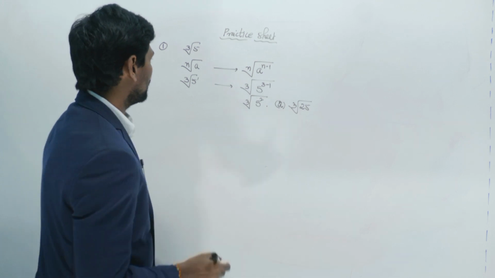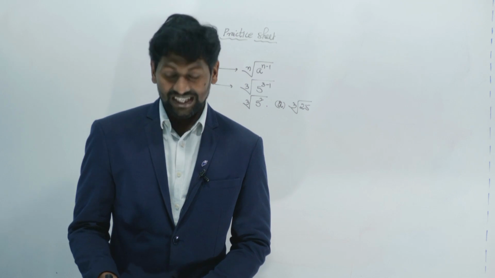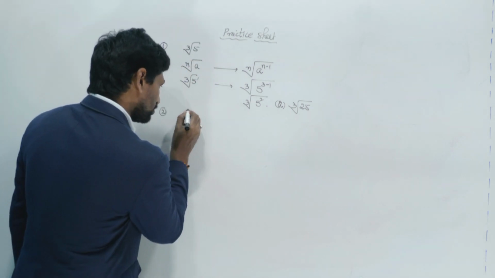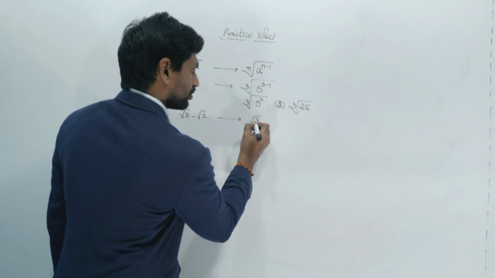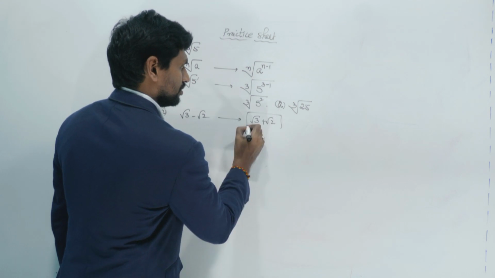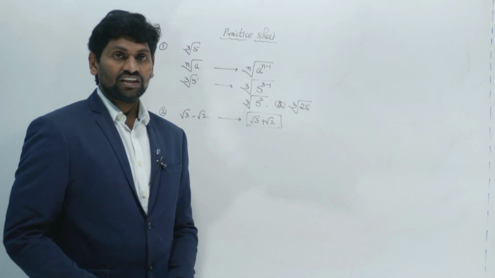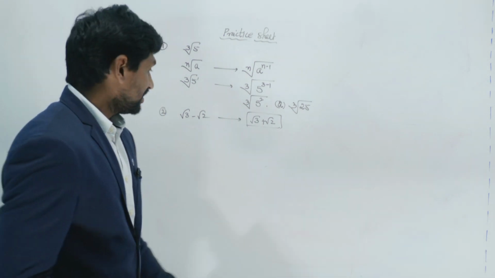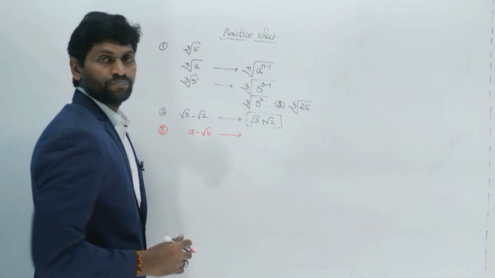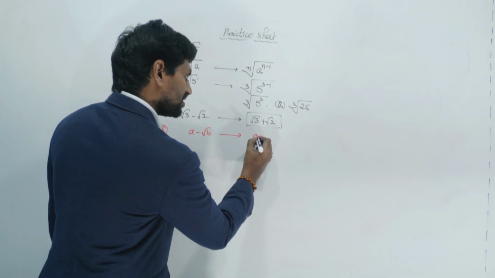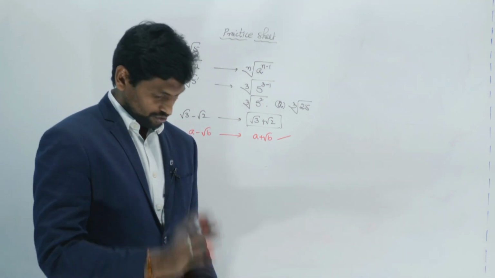Okay? Let us go to question number 2. The rationalizing factor of root 3 minus root 2. Very simple: root 3 plus root 2. Now let us go to question number 3. Conjugate means the sum and product should also be rational. So the conjugate of a minus root b is a plus root b.